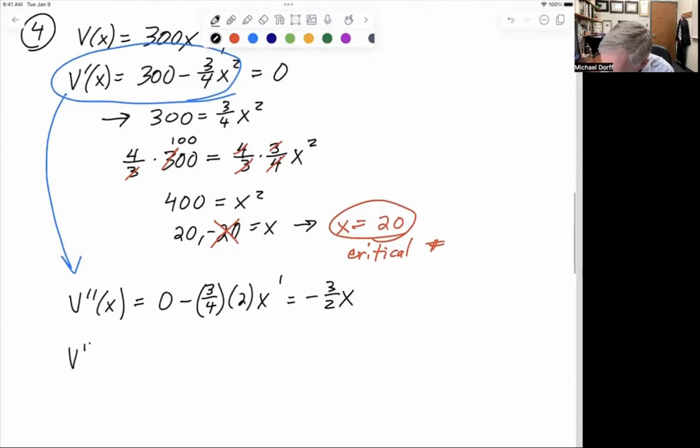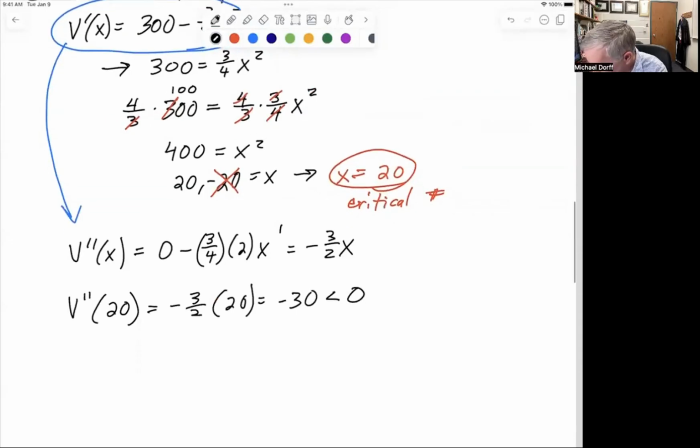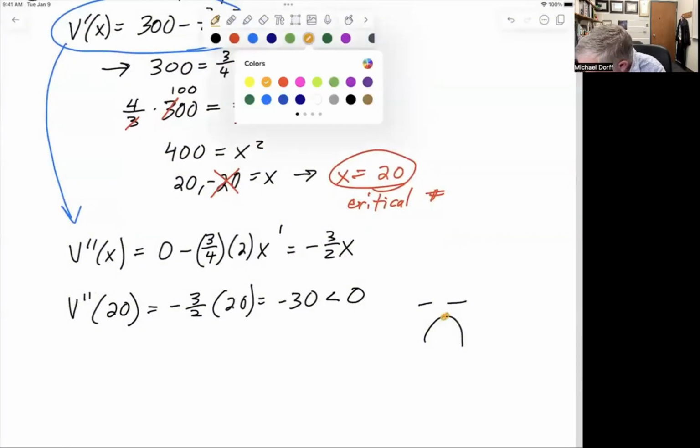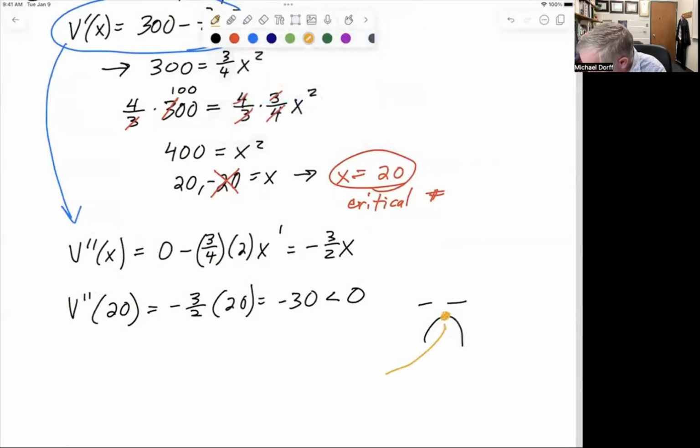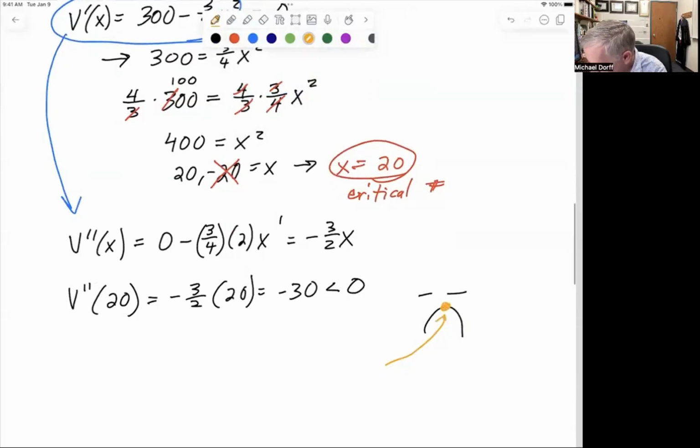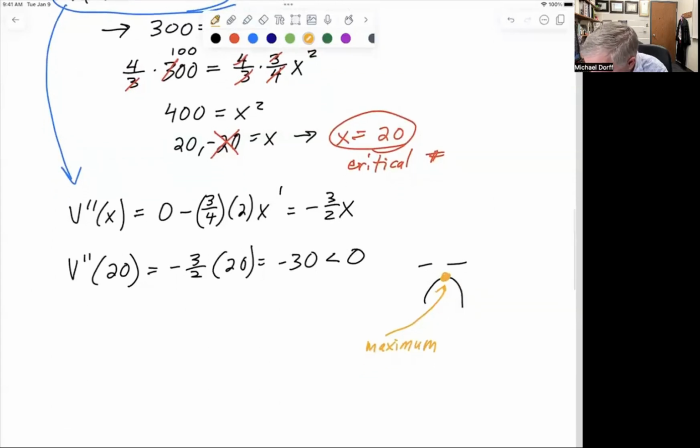All right, and so when I look at the second derivative at the critical number, I'm going to put 20 in there, so minus 3/2 times 20, which is then going to give me negative 30, which is less than 0. So when I have a second derivative less than 0, that means I've got a minus sign in the second derivative, and I get a frowny face. And at the top of the frowny face is where my critical value is. And because it's the top of a concave down shape, this will give me a maximum at that critical number. So we're saying then at x equals 20, we get the maximum volume.